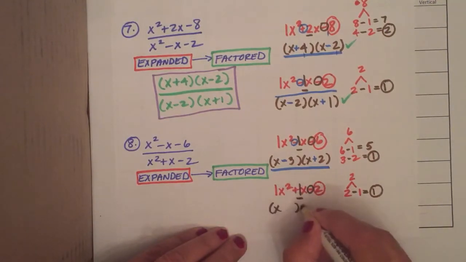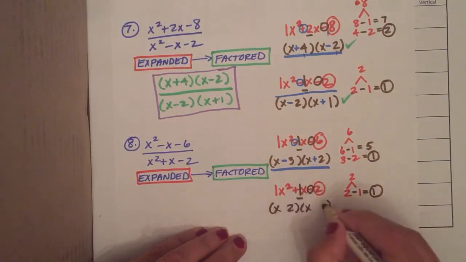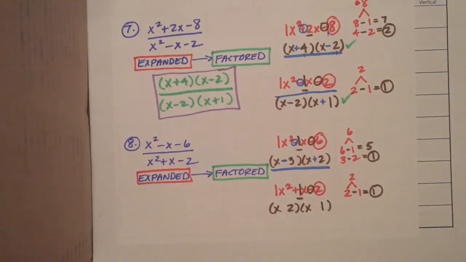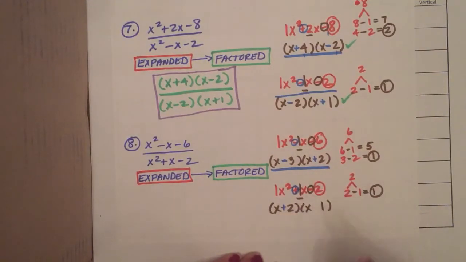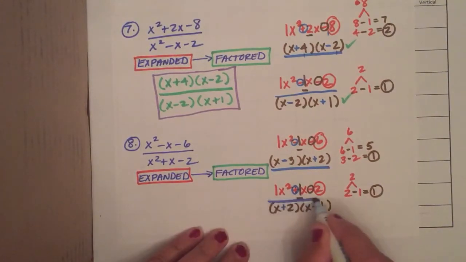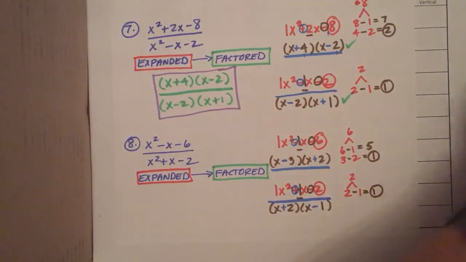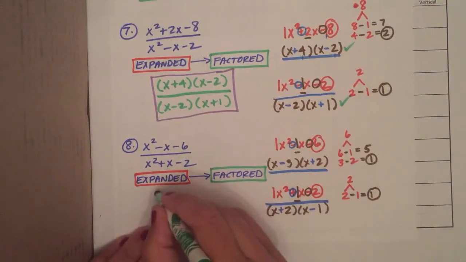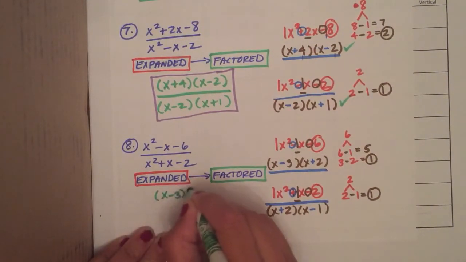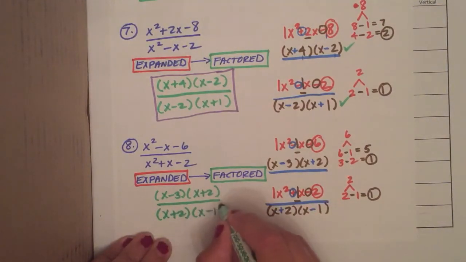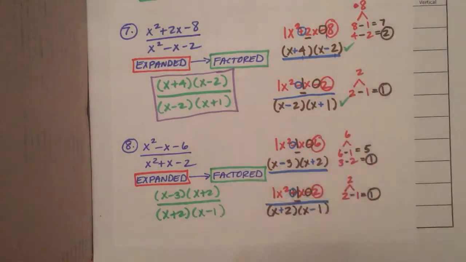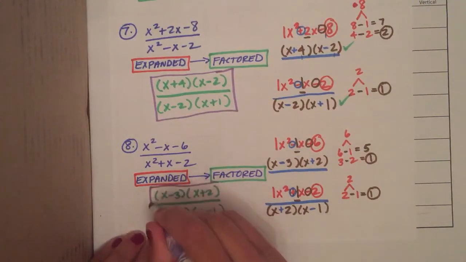So my two factors are x, and 2 and 1. And then I'm going to look at the sign of my B value, positive. That means the larger one has to be positive, and because the C value is negative, negative. There is your denominator. So I'm going to write these in full factored form. My numerator is x minus 3, x plus 2, over x plus 2, x minus 1. And that is factored form for number 8.